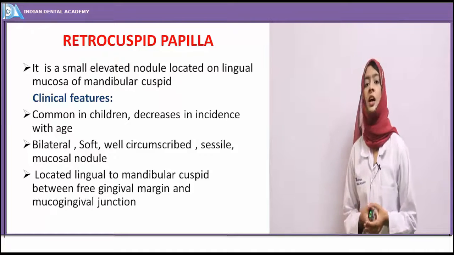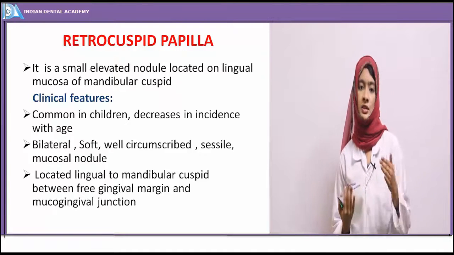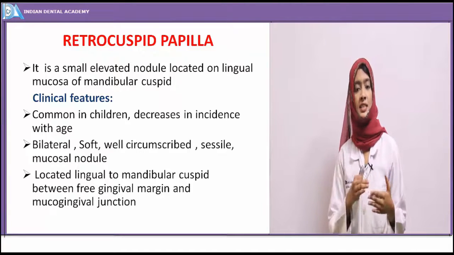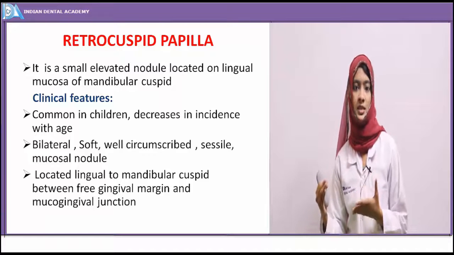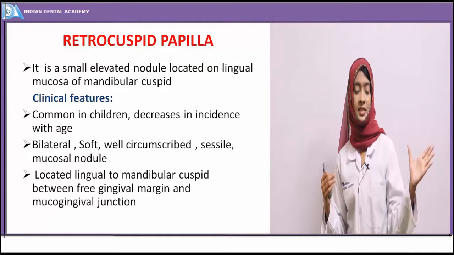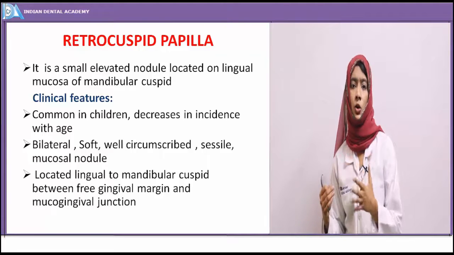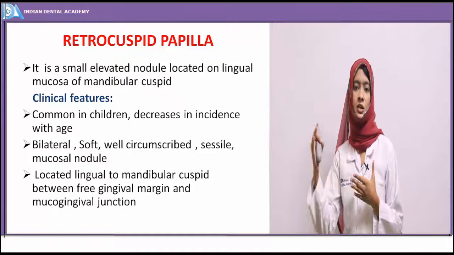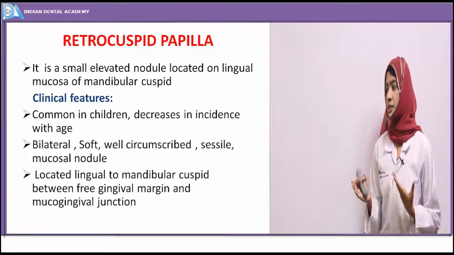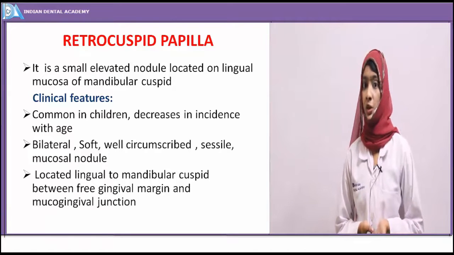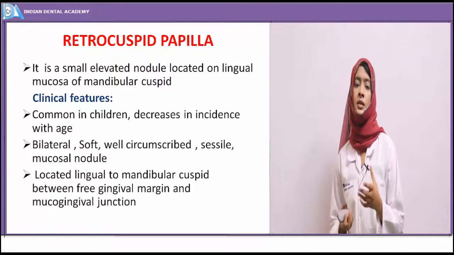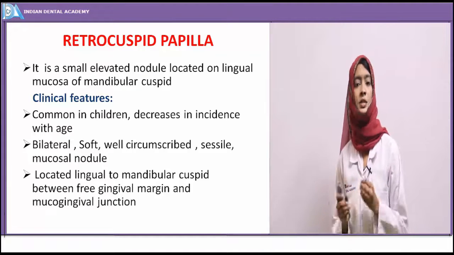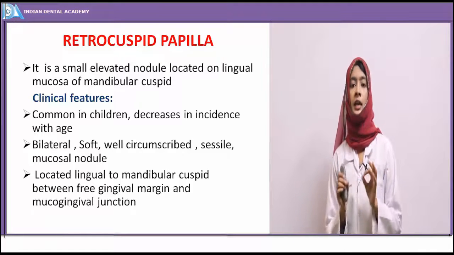Clinical features: the retrocuspid papilla is usually seen in children at the ages of 6 to 10 years. As age advances, at 18 to 20 years or 36 years, there is a decrease in the appearance of this nodule. So we can say that the retrocuspid papilla regresses as the individual matures. It is a soft, well circumscribed sessile nodule located lingual to the mandibular cuspid between the free gingival margin and the mucosal junction. Nowadays, according to the authors, the retrocuspid papilla is not an anomaly, it's just a normal anatomic structure.